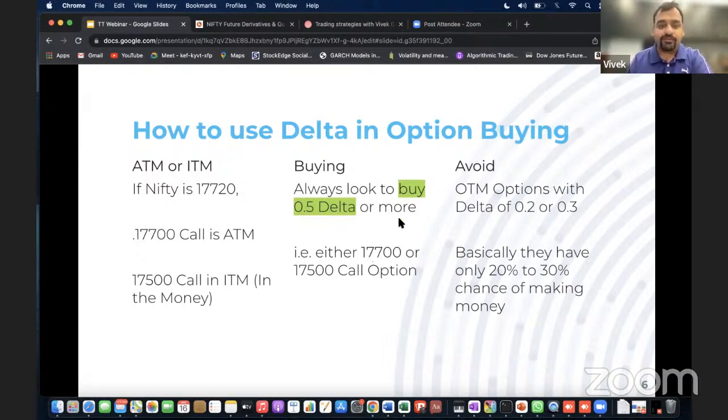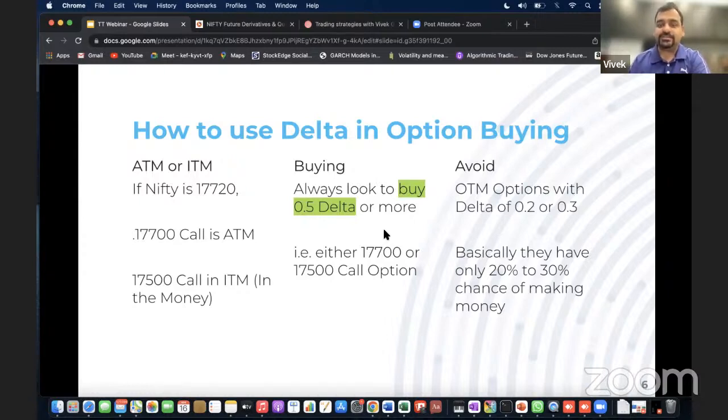Now, why would I look to buy only at the money or in the money? The reason is that you can think of delta as the probability of you making money on that option at its expiry. So if a delta is 50%, the chance of that expiring in the money, or you making money, is 50%.